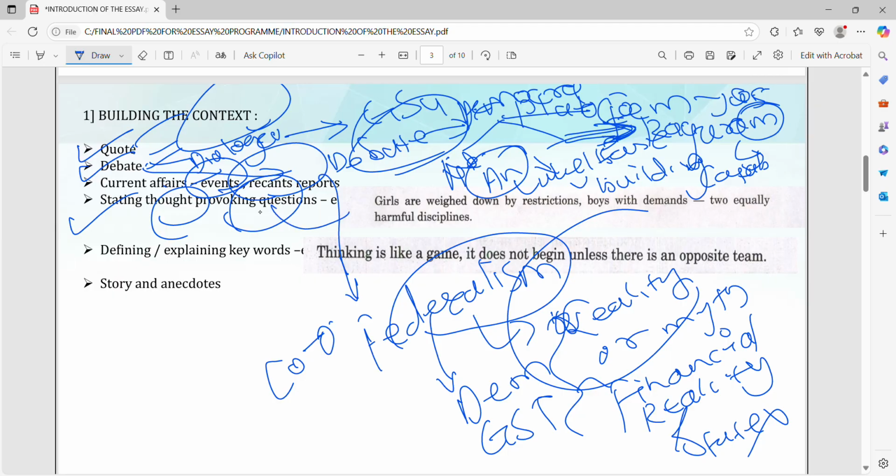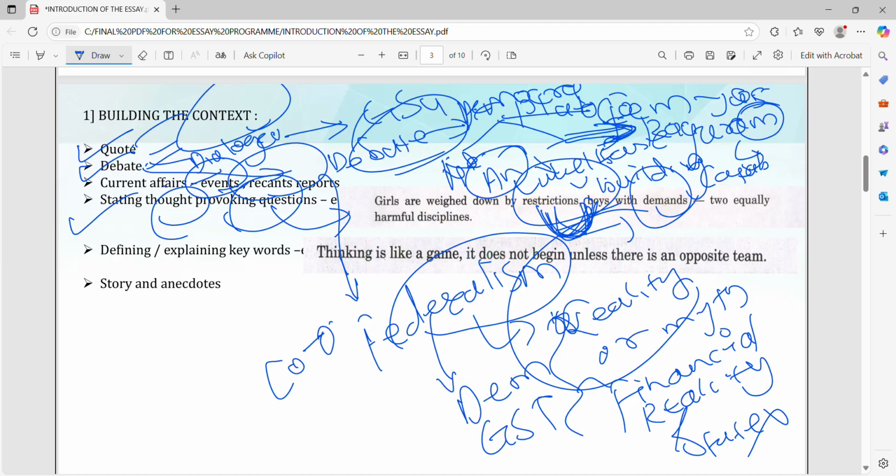Then there is stating a thought provoking question, like look at this topic. This is a philosophical topic: girls are weighed down by restriction, boys by demand, and the two are equally harmful disciplines. Girls are weighed down by restriction, like patriarchy. But boys by demand, look, these are contrasting. Contrasting means these are enforcing each other. Why is there a restriction? Because girls have to depend on boys who have demands. That is why their progress is restricted.